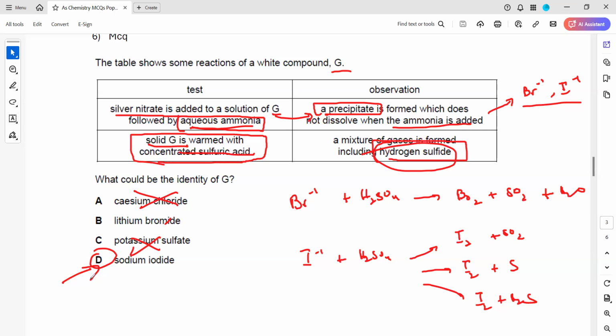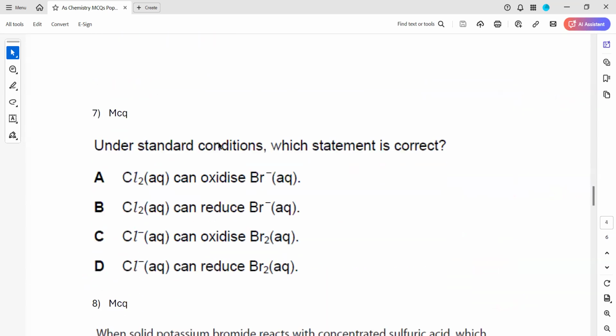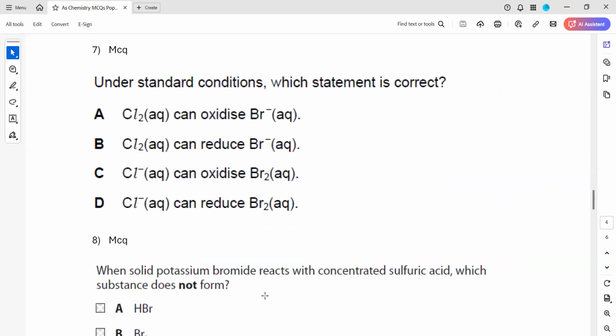Is it clear, this one? Question 7, 8, any doubt?